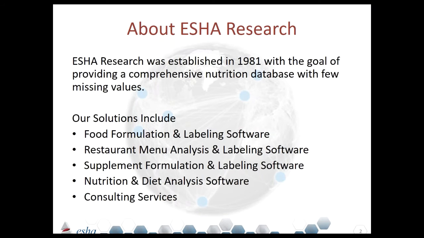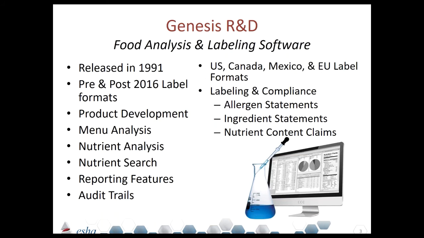ESHA Research was established in 1981 with the goal of providing a comprehensive nutrition database with few missing values. Part of that goal was to stay up to date on our compliance solutions, which include software for packaged food and restaurant labeling, software for supplement labeling, and software for nutrition and diet analysis. We also offer consulting services in which our specialists can help you accomplish desired labeling goals for small or large projects. The software we are focusing on today is Genesis R&D Food version 11.4.